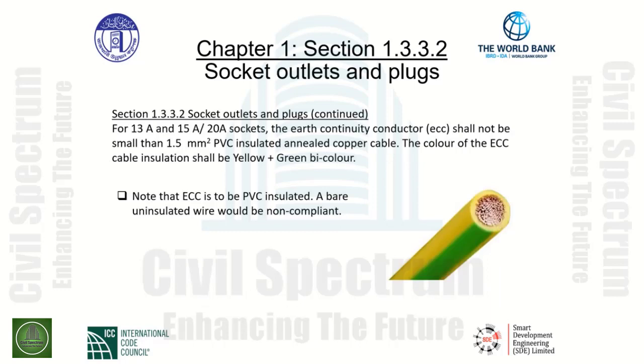For 13 amp and 15 amp 20 amp sockets, the earth continuity conductor ECC shall not be smaller than 1.5 millimeters squared PVC insulated annealed copper cable. The color of the ECC cable shall be yellow plus a green bicolor. Note that the ECC is to be PVC insulated. A bare uninsulated wire would not be compliant with the code.